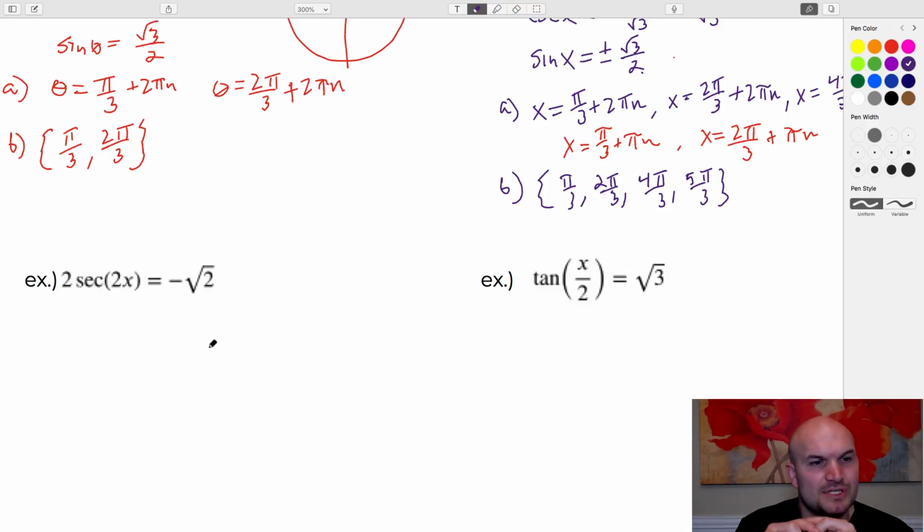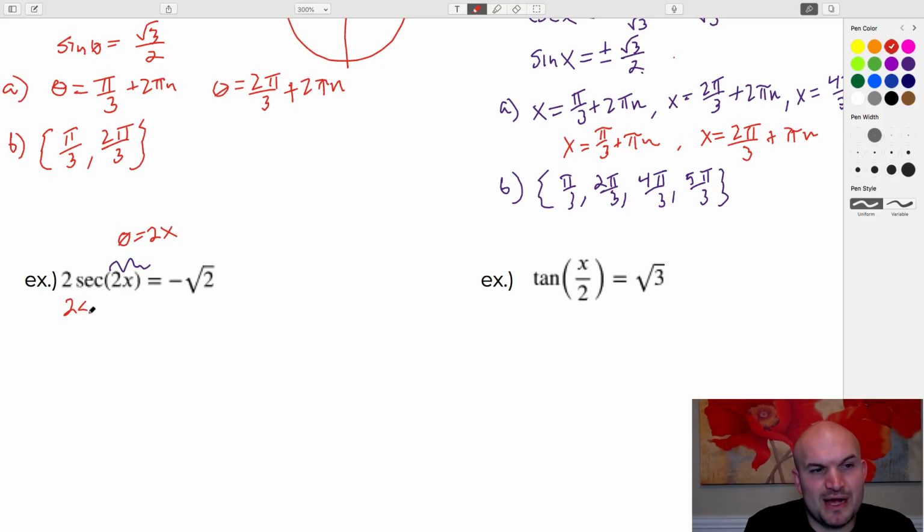Okay, so we have 2 secant of 2x is equal to negative square root of 2. So again, we have another reciprocal function, right? And then now we have this little 2x. Here's a little trick. If you don't know what to do with that 2x, why don't we just use substitution? Why don't we just say theta is equal to 2x, okay?